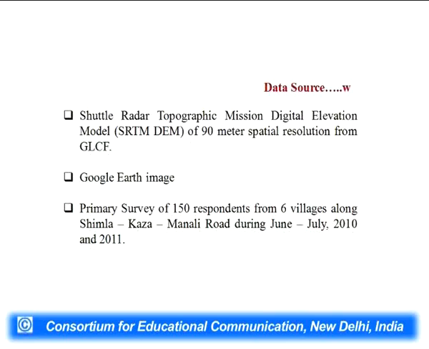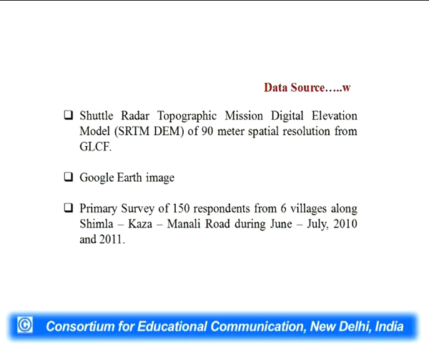The Shuttle Radar Topography Mission digital elevation model, known as SRTM DEM, of 90 meter spatial resolution, has been taken from GLCF. Also, the DEM from the Bhuvan portal, which is the Cartosat DEM, has been downloaded from the Bhuvan website and used in the study. The Google Earth image has been taken for reference purposes and to show the area in a nice manner.